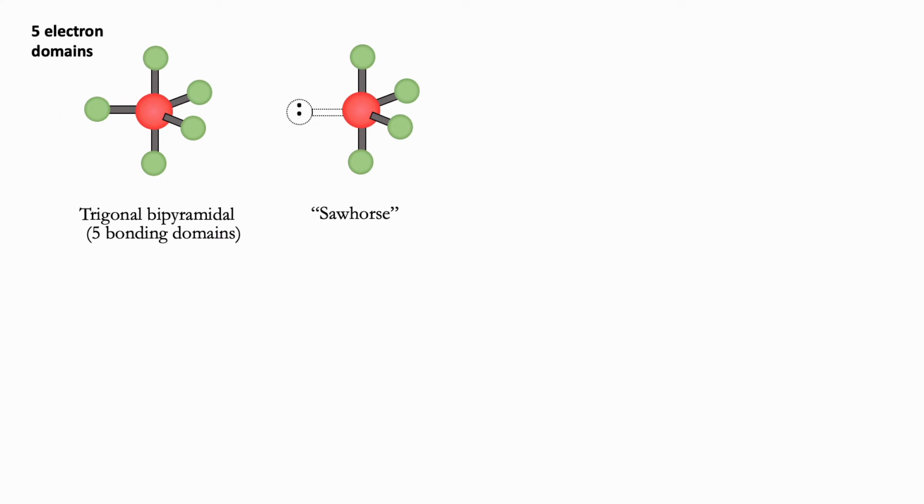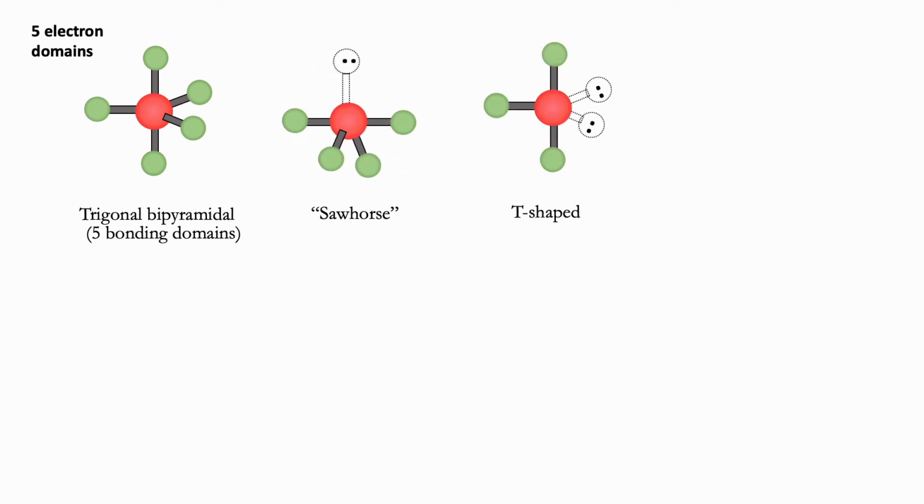As it turns out, the way to get rid of the most electron repulsion is to take away one of these equatorial electrons like this, and it makes what we call a sawhorse molecular geometry. And it doesn't look like a sawhorse right now, but it turns out if you rotate it 90 degrees, it does kind of look like a sawhorse. Then if we have 2 non-bonding domains, we end up with what we call a T-shaped geometry. And then if you have 3 non-bonding domains, you end up with a linear configuration.